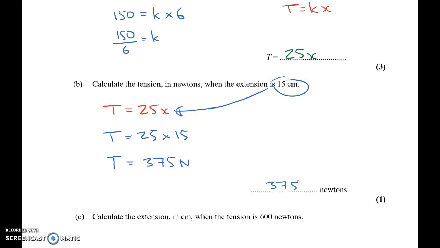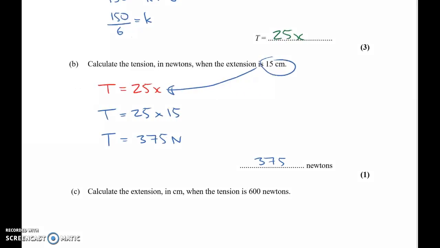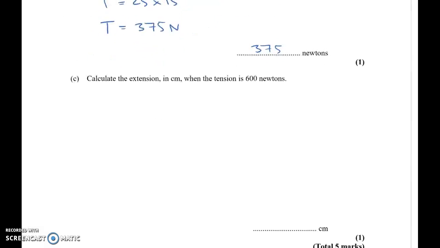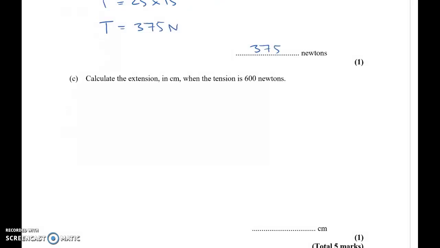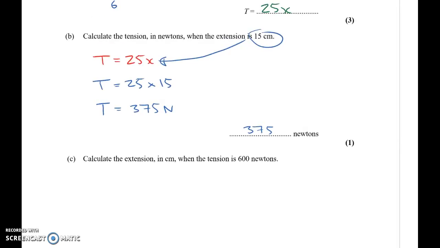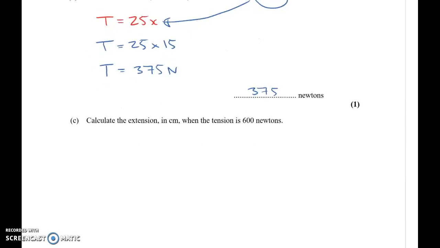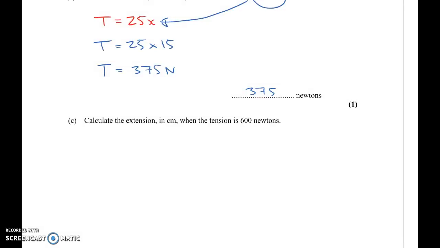Okay, right, what have we then got to do? Well, we now know k, and we've used the idea of substituting. What are we going to do next? Well, we've got to calculate the extension in centimetres when the tension is 600 newtons. So unlike the last question, where it gave us an extension and asked us to calculate tension, this time it's giving us a tension and asking us to calculate extension. But the procedure is the same. So we use our same formula. That's T equals 25x, because 25 was k.